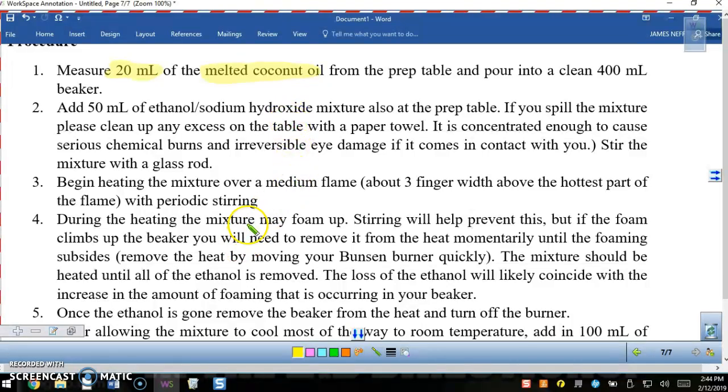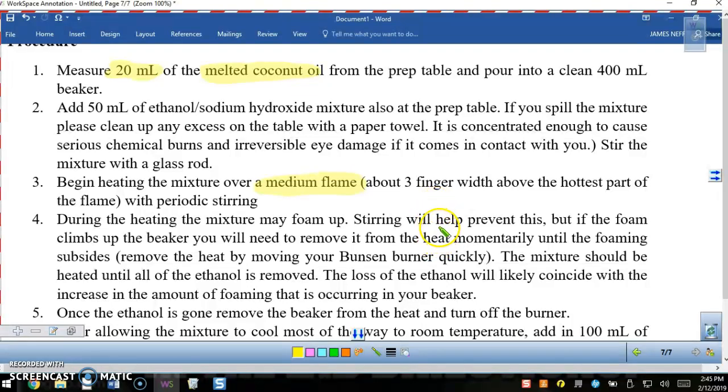Now, you will need to stir this. This is one of the few times we'll actually use a glass rod. That'll be provided to you at your lab station. Again, we need to make sure we're over medium heat. Because we have ethanol in this, and ethanol is very flammable, and we do have an open flame, you will need to be very careful with that. We want to make sure that we're using a medium flame. So make sure there's about a 3-finger width between the hottest part of the flame, the tip of the flame, and the bottom of your gauze pad.